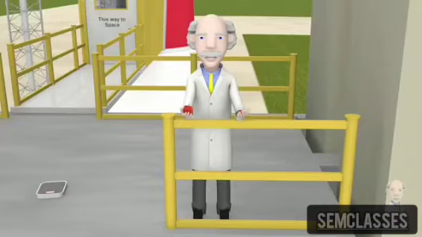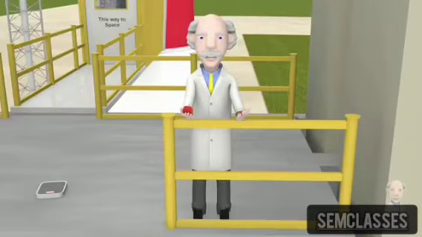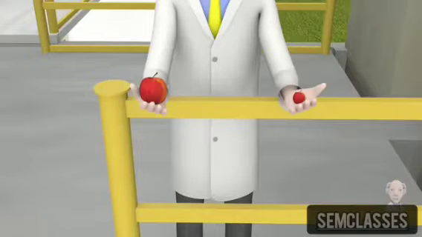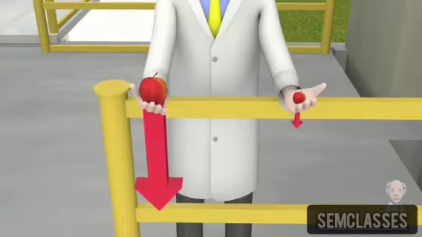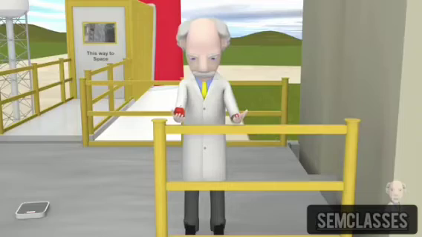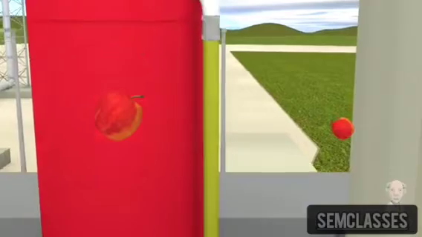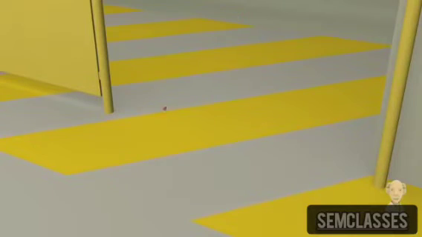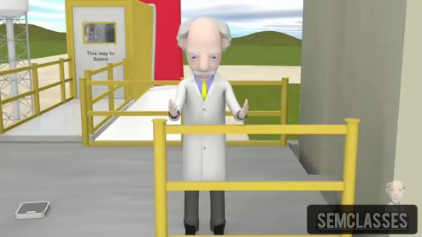So what will happen if I drop these apples over the edge of the platform here? Which apple will hit the ground first? Remember that the large apple has a much higher force on it due to its weight. Do you think it will hit the ground first? Well, let's see. 3, 2, 1. Oh wow, did you expect that? They both hit the ground at the same time.